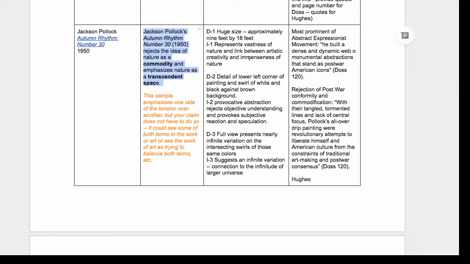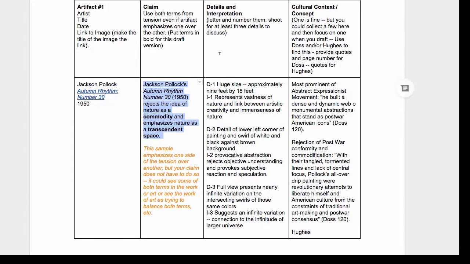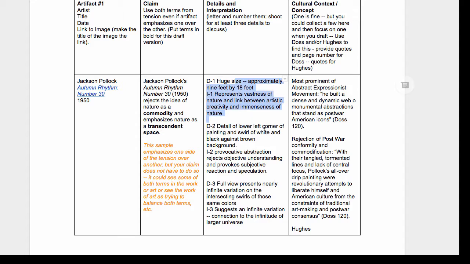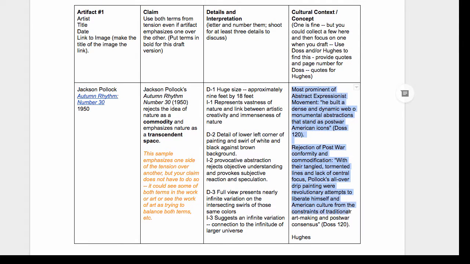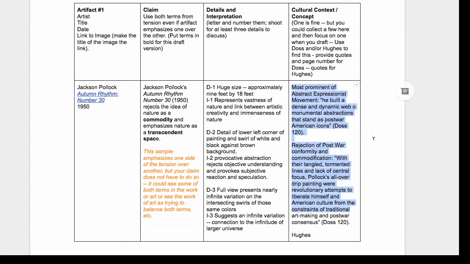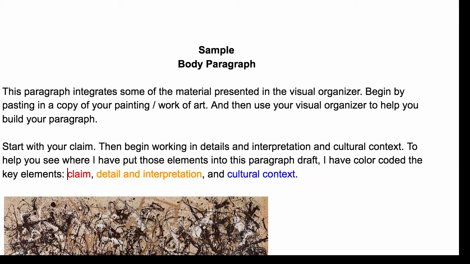So we're going to start by taking that claim, making it the first sentence of the body paragraph, and then we're going to go in and gather details and interpretation and work that into our paragraph, and also work in some of the cultural context that we've talked about and gathered here in our visual organizer. So let's jump over and look at a paragraph.